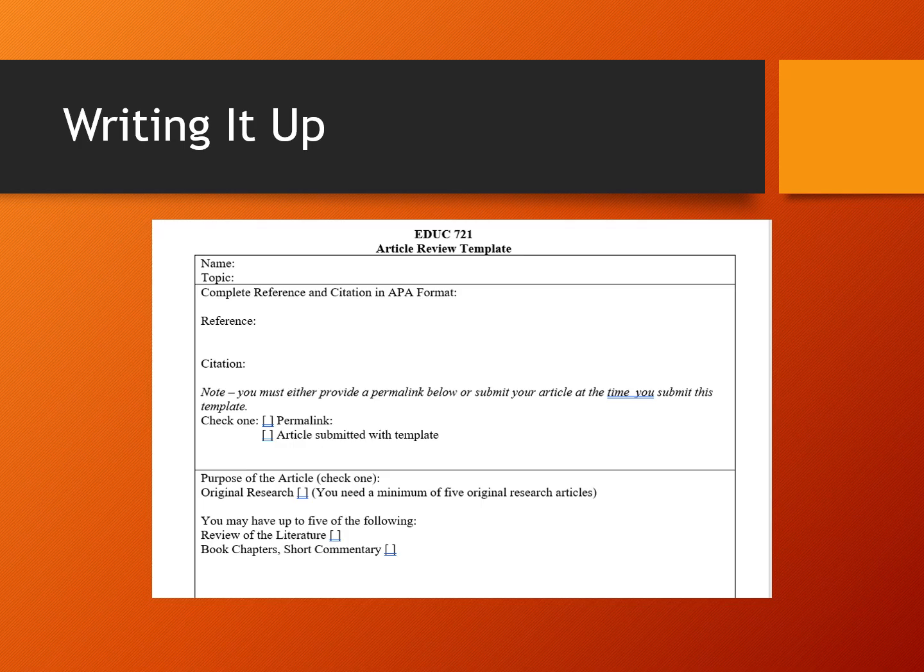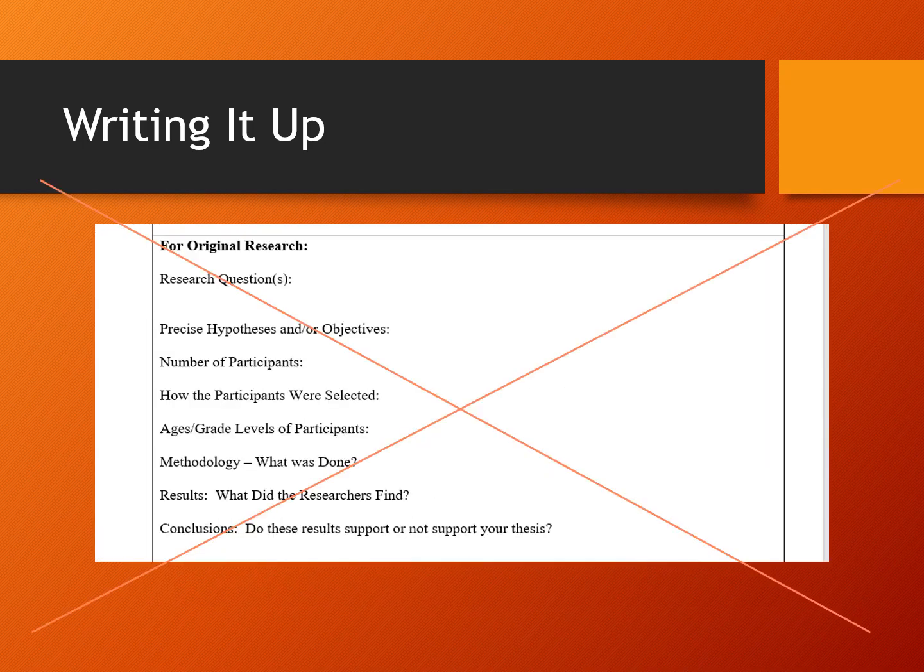And finally, you're going to say which of the 3 types of articles this is. Is it original research? Is it a review of the literature? Is it a book chapter or short commentary? That would be perspective. So you're going to check that. Moving to the next section of the template, if you're writing up a non-research article, you do not respond to the original research section because it's not a research article. Leave that blank.